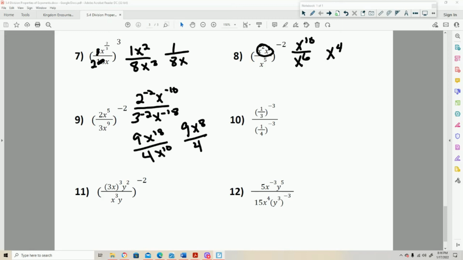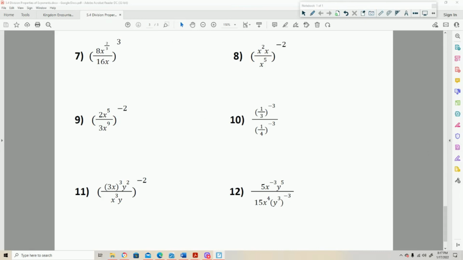If I flip this, I get 3 over 1. If I cube it, I get 27 over 1, which is 27. Okay, if I flip this and cube it, I get 4 over 1. 4 to the third is going to be 64. And that's our answer, 27 over 64. We've got 2 more to look at.